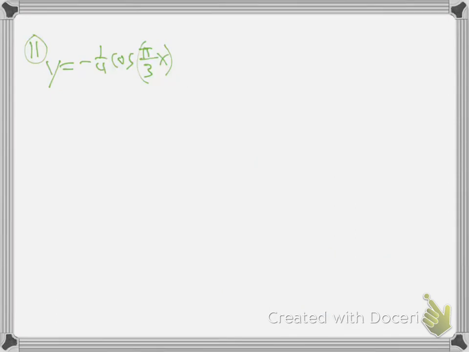Same kind of thing. Find the amplitude, period, phase shift. Can you read that? That green color's not the best. It's a -1/4 there. So find the amplitude, period, phase shift. Identify A, B, C. All that kind of stuff.